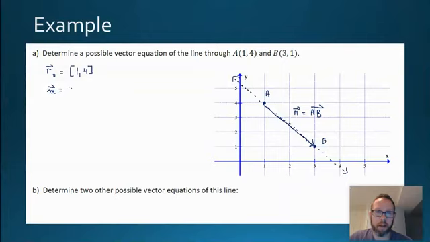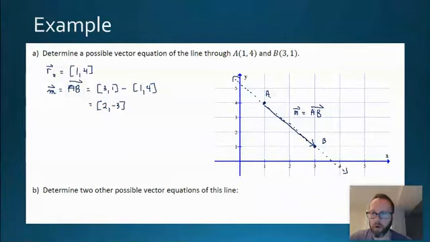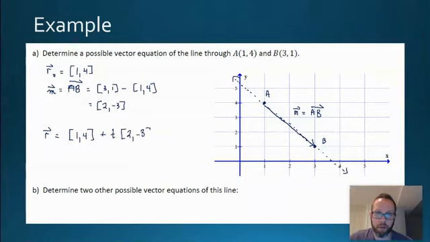And we know how to find that vector. We take the coordinates of B, 3, 1, take away the coordinates of A, 1, 4, and we get 2, -3, which you probably could have figured out by looking at the graph. To go from A to B, you go right 2 and down 3. And so we have a possible vector equation. r equals 1, 4 plus some parameter t times the vector 2, -3. t can be any real number. And that's one possible vector equation.